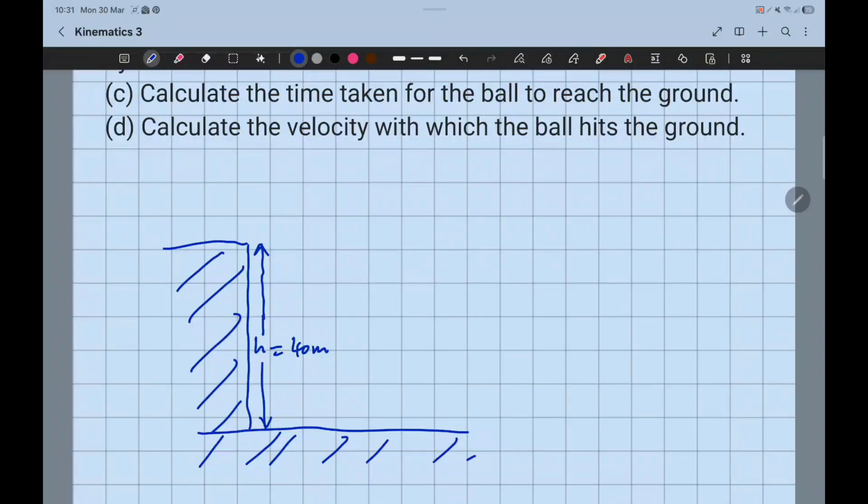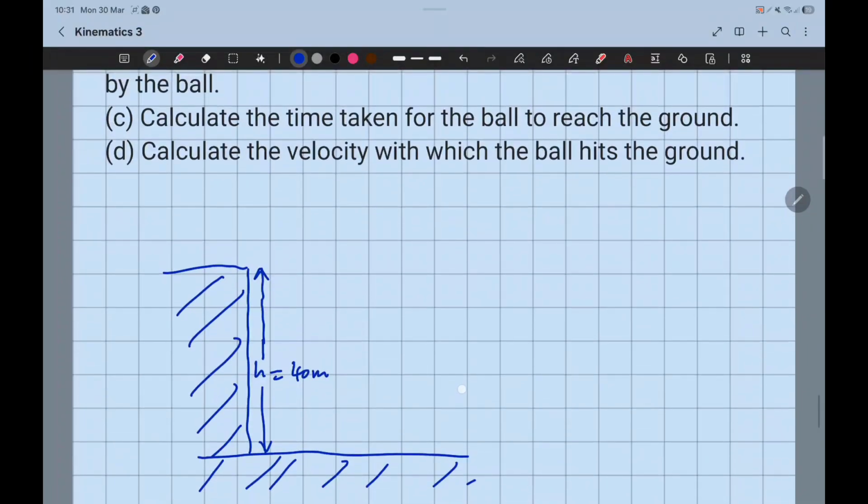So the question says a ball is projected vertically upward from the top of a 40-meter high building with a velocity of 20 meters per second. So the ball is thrown upwards, u is equal to 20 meters per second, and we take g as 10 meters per second squared. So the question is to calculate the time taken to reach the maximum height.